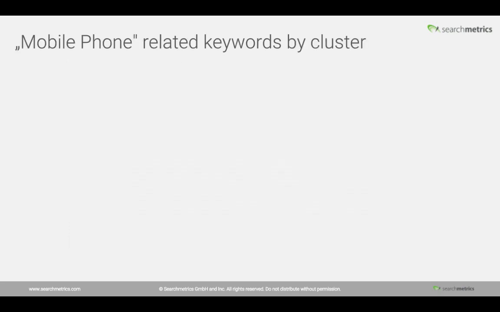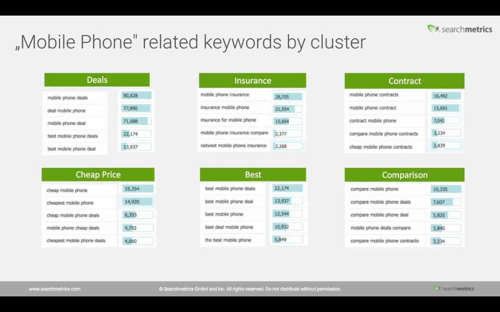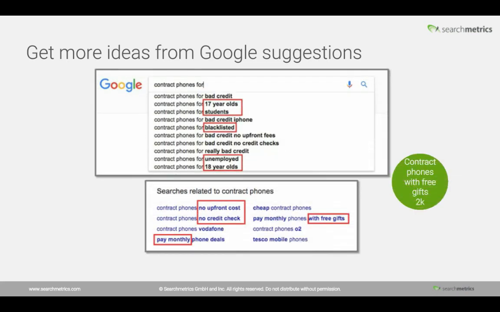And after you did all of this, you can cluster all of these keywords. The list goes on and on, but here we show an example of the 5 biggest keywords for each cluster. Then you can also get some ideas from Google suggestions. Here, an interesting thing: a lot of students or 17, 18 year olds are looking for contract phones, and some are even looking for bad credit, blacklisted.